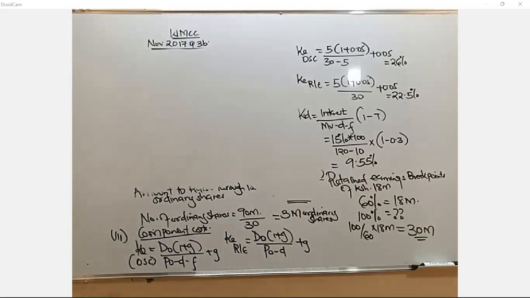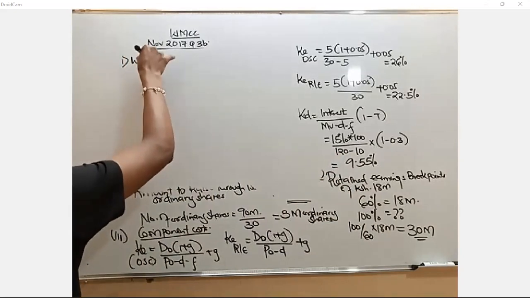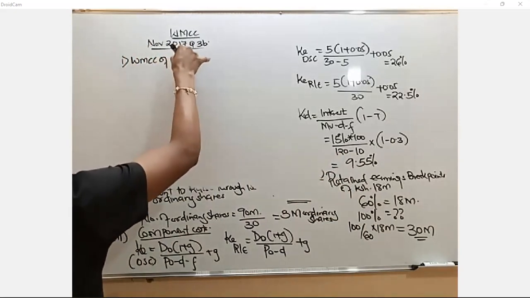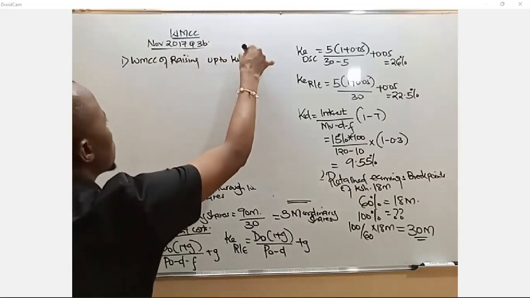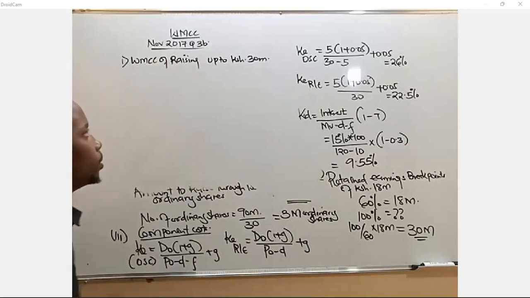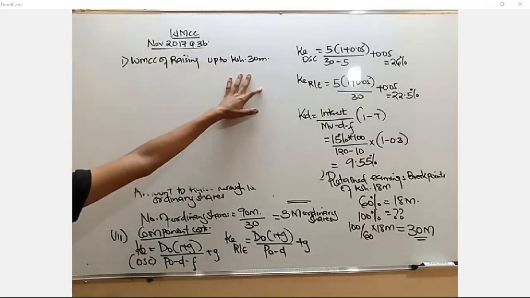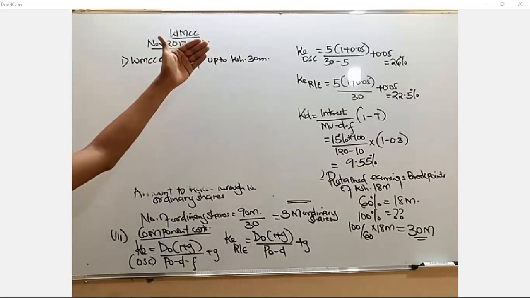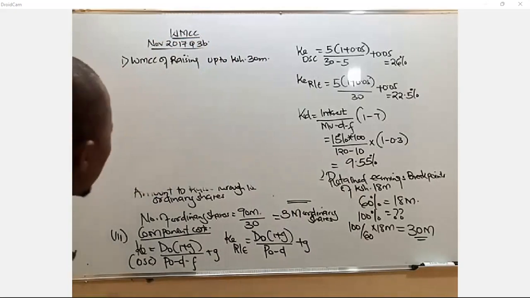Now, from that aspect, I will first compute the WMCC of raising up to Kenya shillings 30 million. What is the WMCC of raising up to 30 million? Why are we taking that amount and not 180 million? Because 30 million is the minimum we can raise. There is no other amount between 0 and 30 million, right? So we start with 30 million.